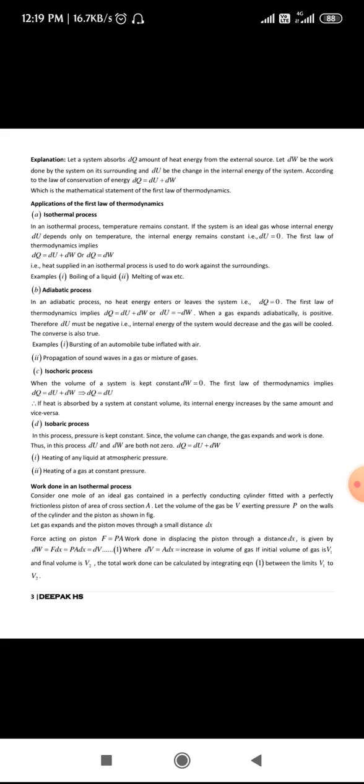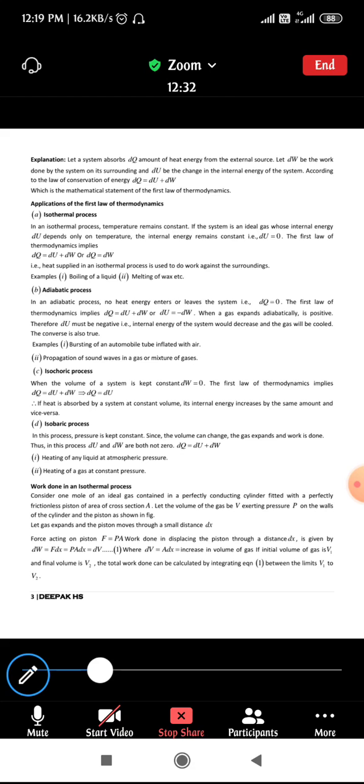Okay, so just go through all the four. Okay, just go through for a few minutes. In case if you have any doubts, you can let me know.